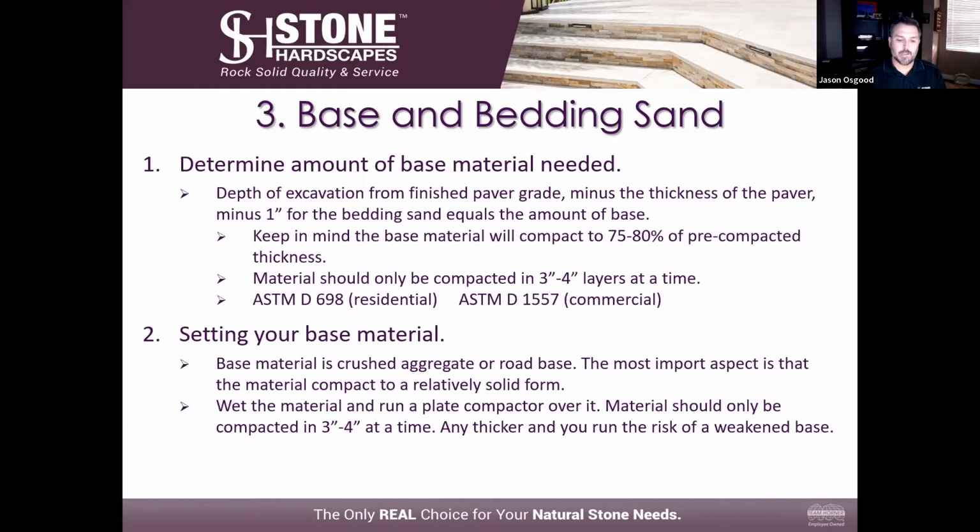Now, keep in mind that this material, properly compacted, will compact to about 75 to 80% of its original pre-compaction thickness. So if you just do some basic math on that, if you lay down 4 inches, it'll compact to roughly 3 inches thick. And you really should not lay base material any more than 3 to 4 inches at a time. If you go beyond that, you're running the risk of not getting proper compaction all the way through the material and the base itself failing.